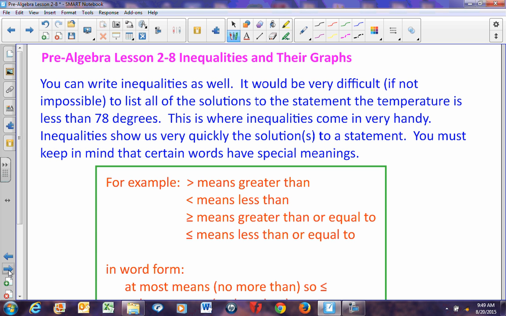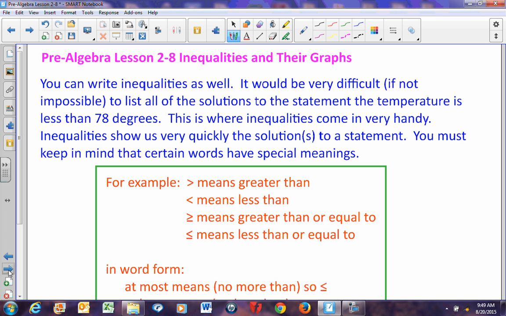It would be difficult, if not impossible, to list all the solutions. Okay? Remember what I said about the money I had in my pocket? You would be sitting here for 20 minutes to name all the monetary values I had in my pocket. Okay? Or how about the statement the temperature is less than 78 degrees? So that brings it 77.9, 77.8, 77.6, 77.5, 77.4, etc., etc. All the way down to negative 12, negative 12.1. You'd be sitting here forever. This is where inequalities come in. Okay? Inequalities show you very quickly the solution or the solutions to a statement without having to name all the possible numbers.